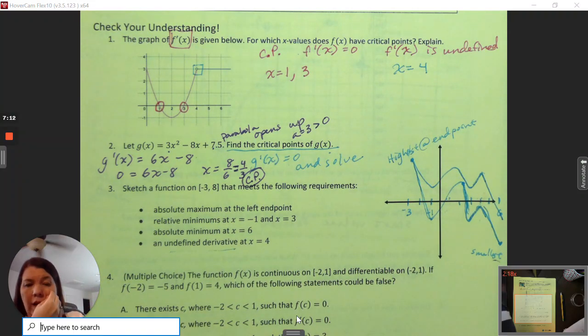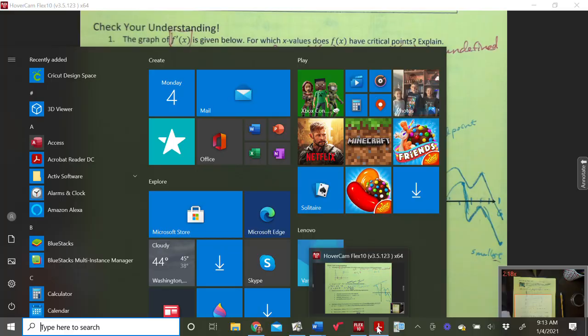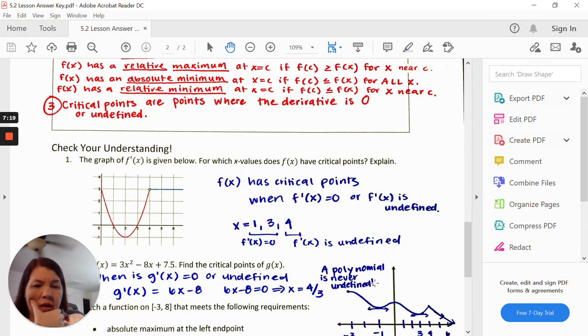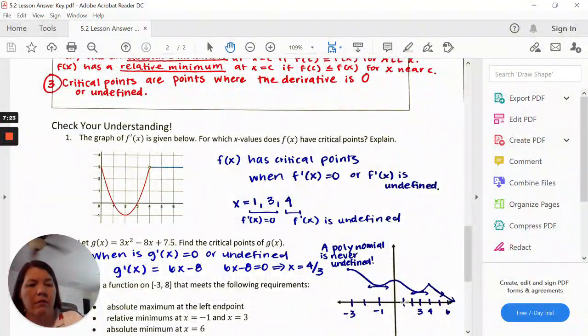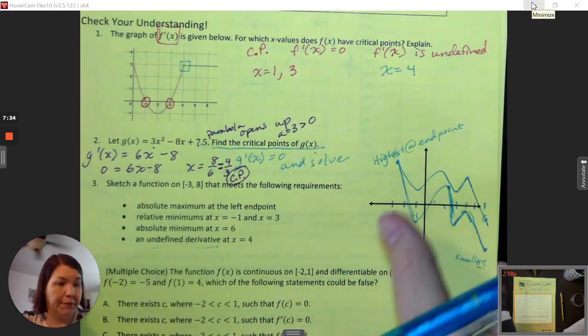If you want to see another image of that, so here's another version of that graph. See how it's very different than mine, but that's the idea. Okay? All right. Multiple choice.